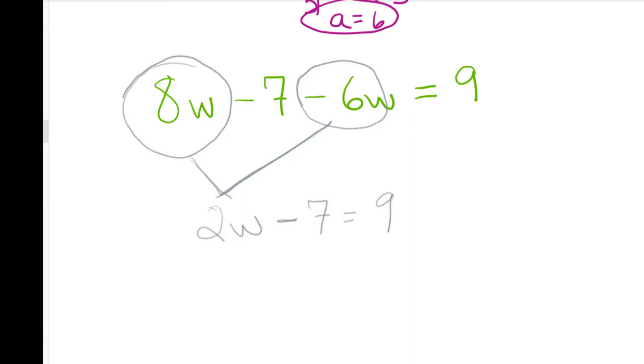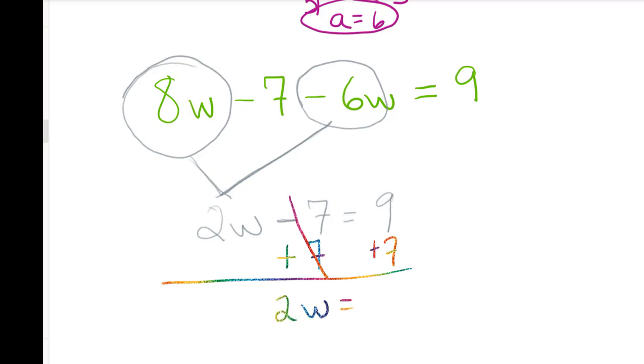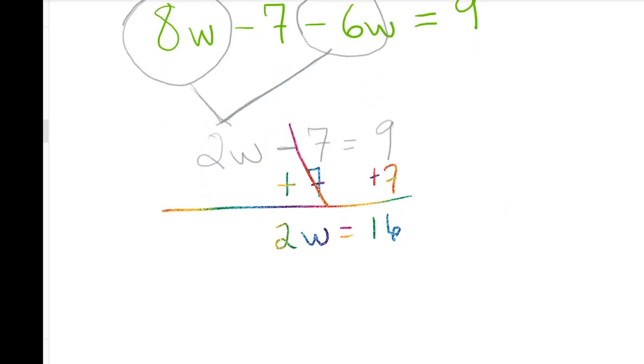Now we're back to our original type of problem. So we have minus 7. The opposite of minus 7 is plus 7. Plus 7, cancel. 2w equals 9 plus 7, which is 16. 2w means multiply, so we do the opposite, we divide. 16 divided by 2 is 8.